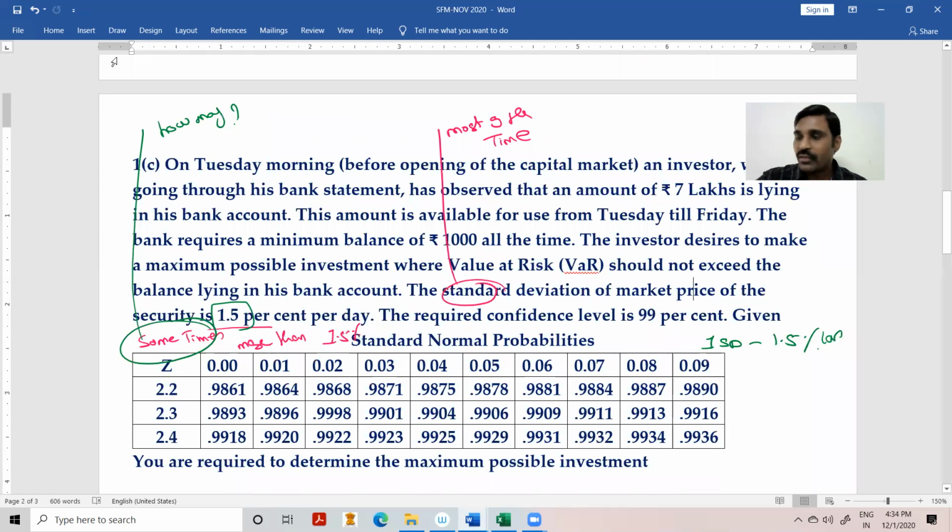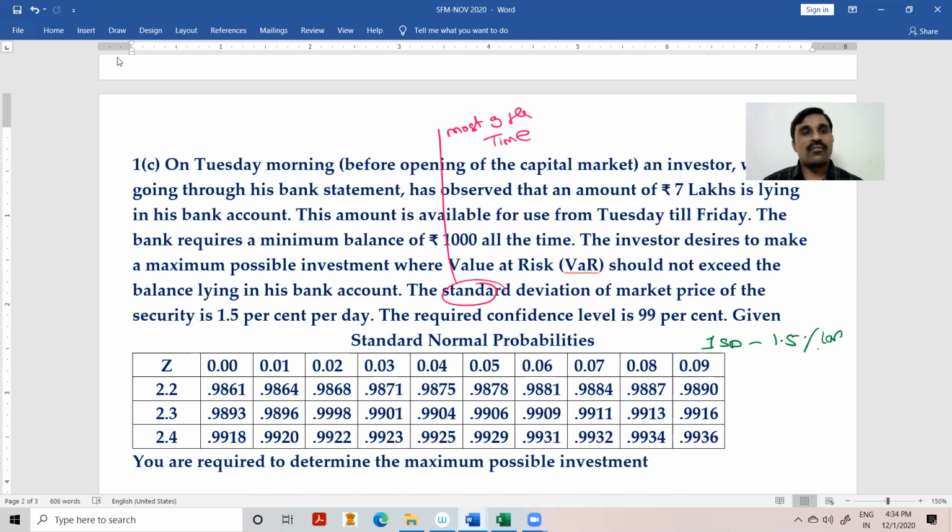Now, if that is the case, 1.5% per day, you should know this problem is basically about how to interpret the Z values. Rather than giving a formula and substituting the figures, they have given these tables to test whether you know how to interpret the Z tables or not. Okay, right. Look at this point.